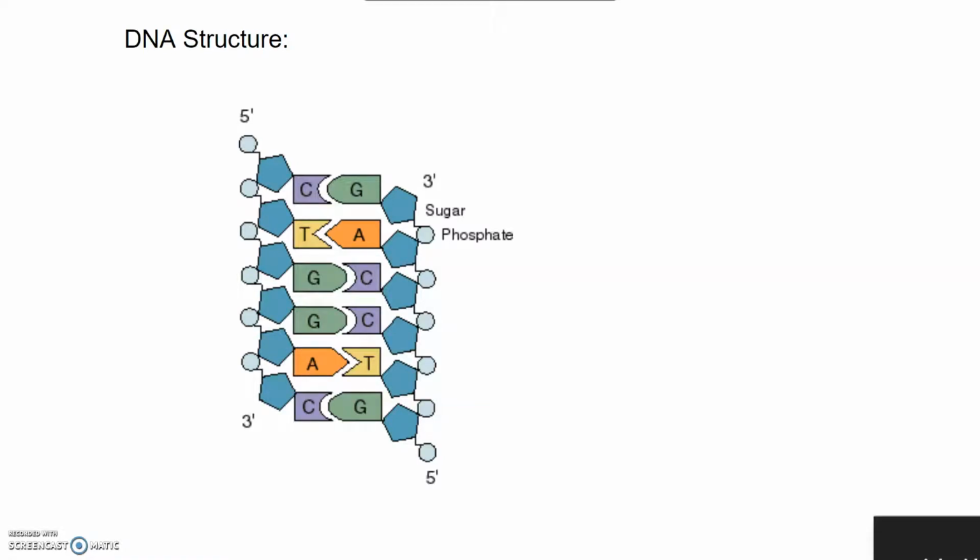So again, this is just a picture of the DNA structure. You have those bases in the middle. On the outskirts, you have those phosphates, which look like little satellite dishes, and the little houses, those are the sugars.